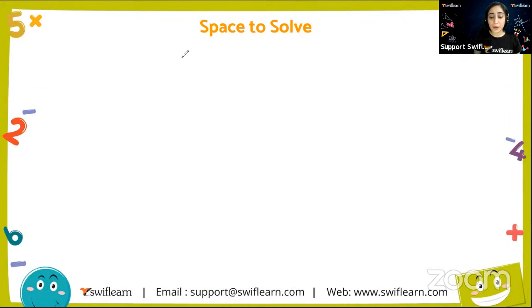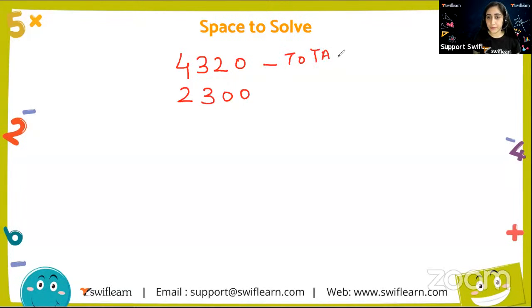So the total number were 4,320 students. Is it right? Out of these, how many girls were there? There were 2,300. These are the number of girls. Oh, sorry. Just a moment.